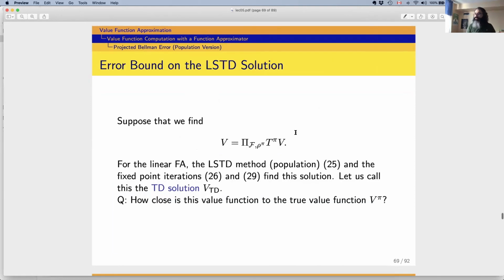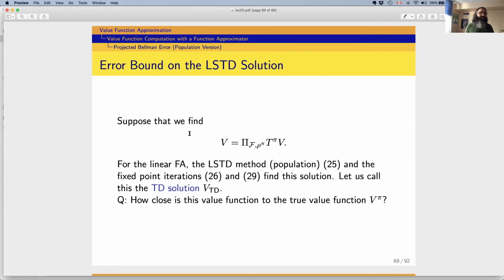Okay, so there is an error bound on the LSTD solution. Some of you asked what we can say about which is better, the Bellman residual minimization or the LSTD solution. We have upper bounds for both of them. Upper bounds are not necessarily revealing everything about how well a method works, but they reveal something.